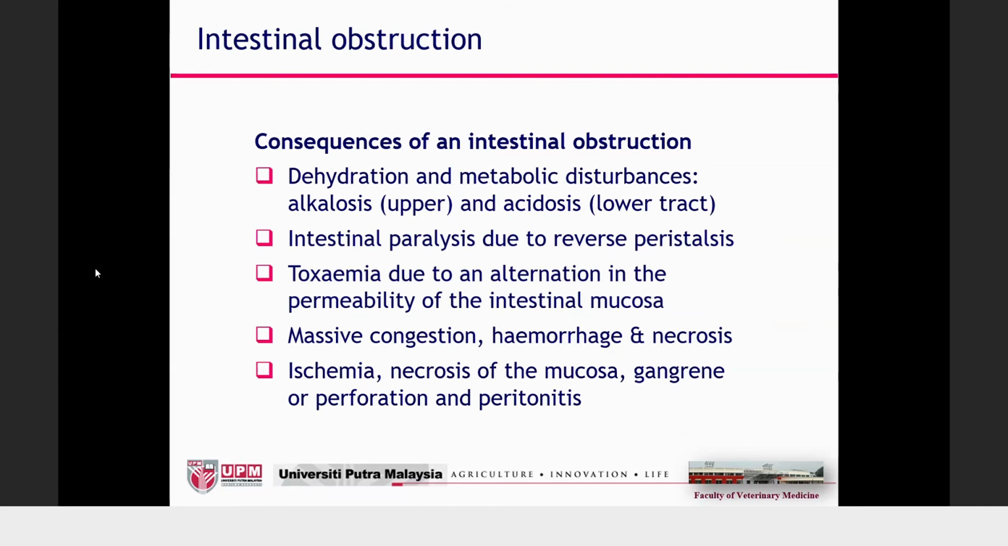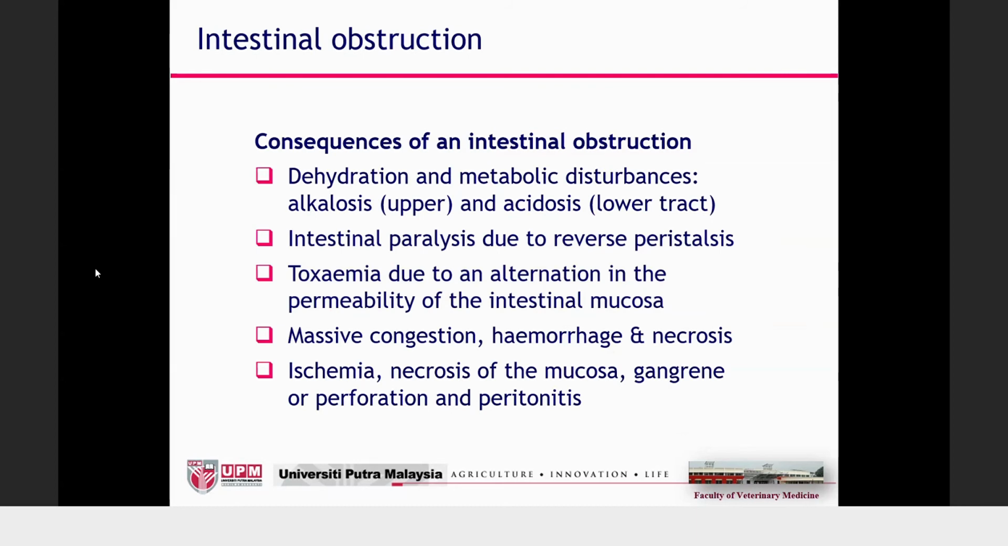Obstruction also could lead to intestinal paralysis, because when there is obstruction, the intestine tries to work hard, and there will be reverse peristalsis. This reverse peristalsis might lead to intestinal paralysis. Commonly, obstruction could also lead to toxemia, partly because of alteration in the permeability of the intestinal mucosa, so toxic material will perfuse into the abdominal cavity.